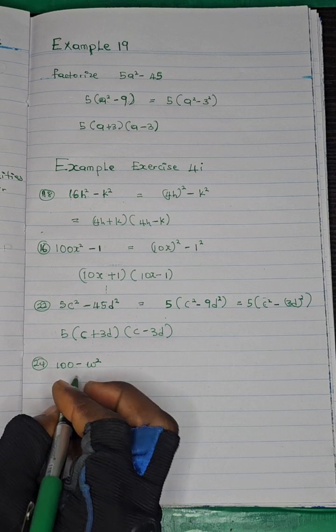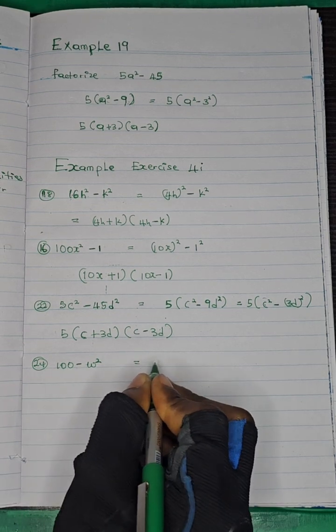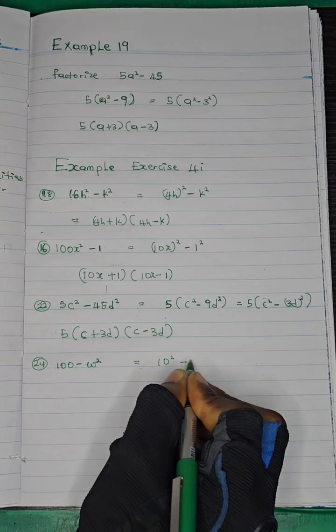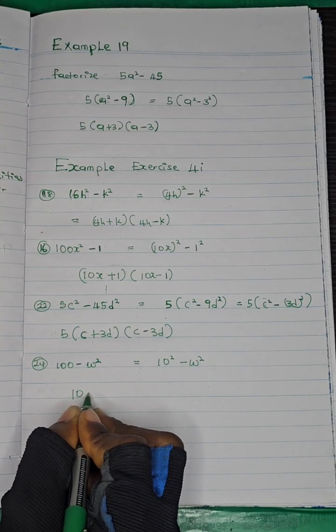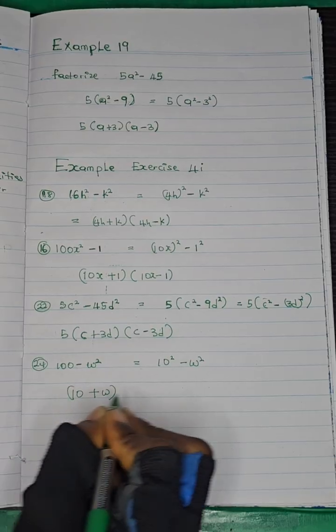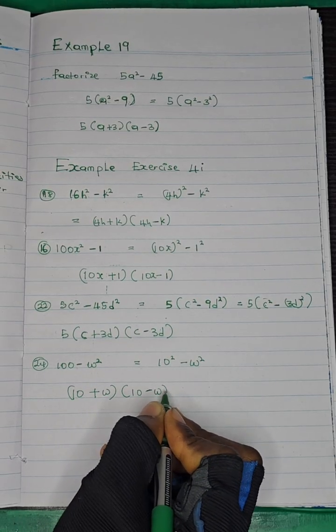So let's solve for another one. Number 24, we have 100 minus w squared. This is written as 10 squared minus w squared. Very simple. We simply have 10 plus w in bracket, 10 minus w in bracket.